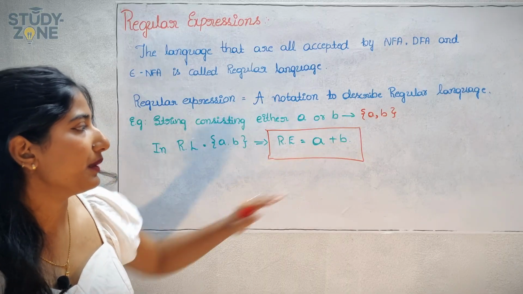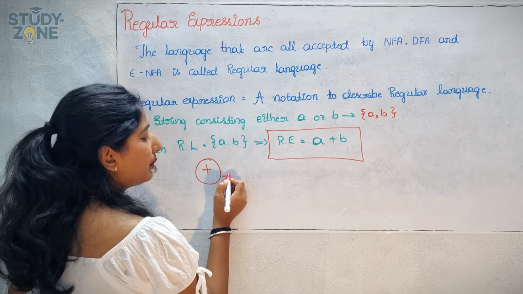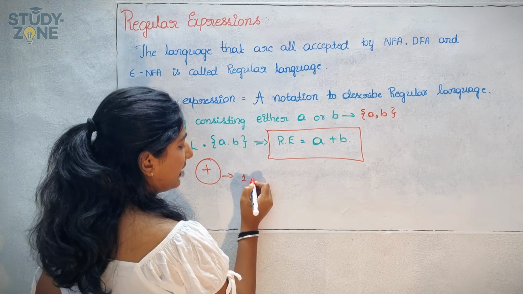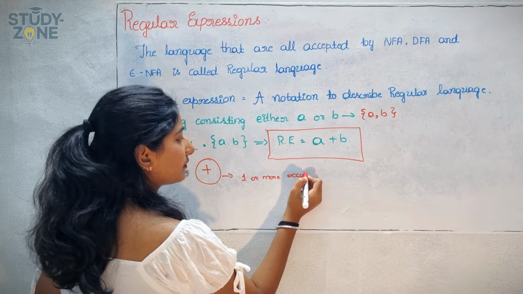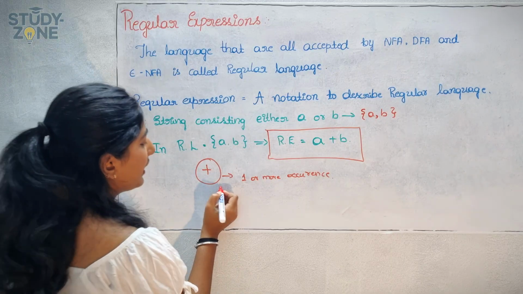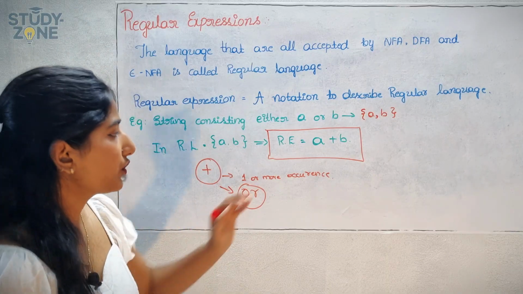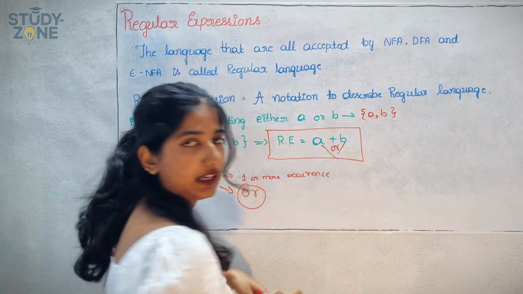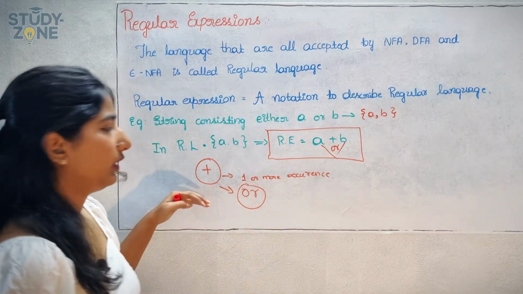So A plus B. We have seen about Kleene operators, plus and star, right? Plus is used to represent one or more occurrence of a string. Or we can say in another word, plus is used to represent or. Okay, so here A plus B means A or B. We can have either A or B. Okay, this is how we represent regular expression.